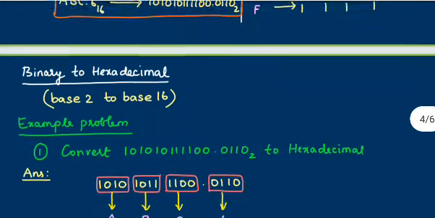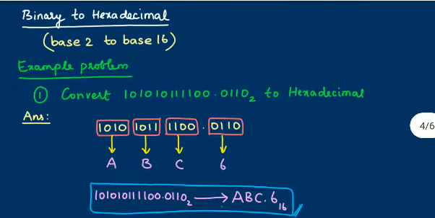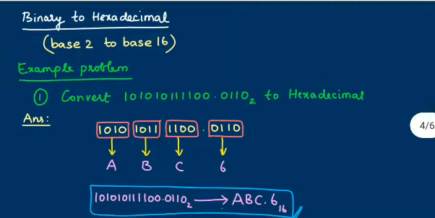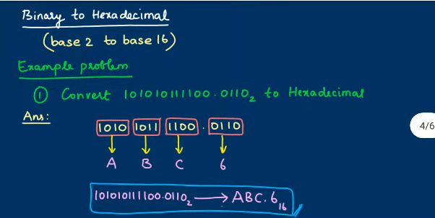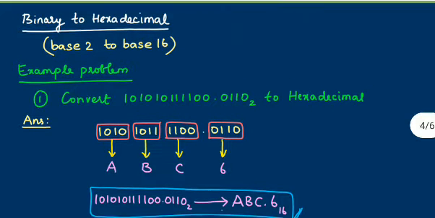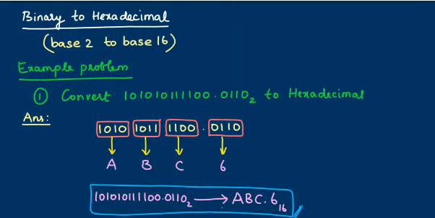So we'll see next one, binary to hexadecimal. See, previously we discussed hexadecimal to binary. Now binary to hexadecimal, how we are going to convert, we'll see. Base 2 to base 16. We'll take an example problem. Convert 1010, 1011, 1100.0110. The same value, previously what is the answer we got, that same answer I'm taking as a question here.